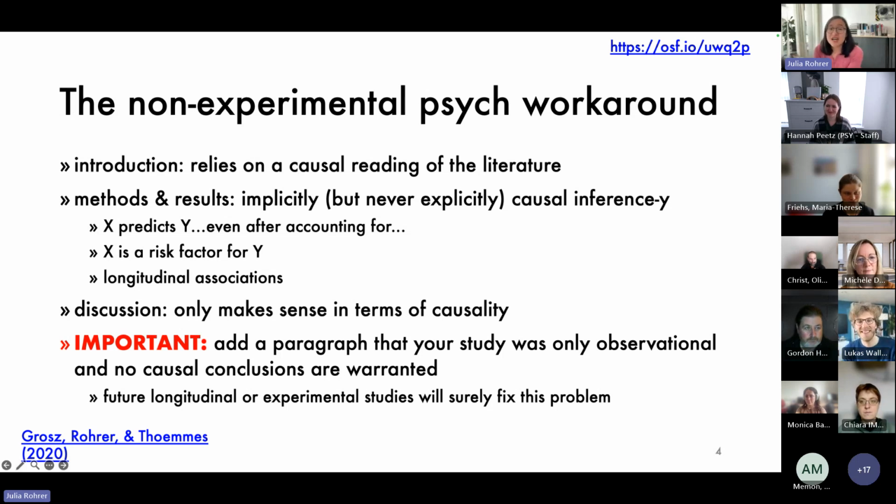We pointed out in a paper in 2020 that this type of article is very common. And now that I'm a senior editor at Psychological Science, I think it's actually even more prevalent than I thought. So this is like a standard template for observational research.